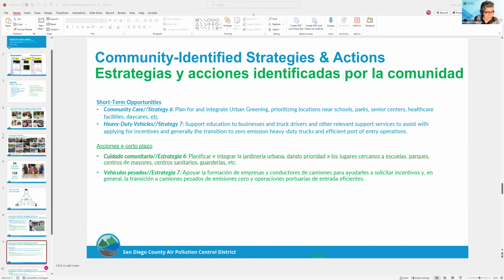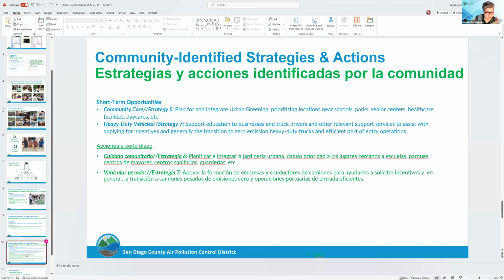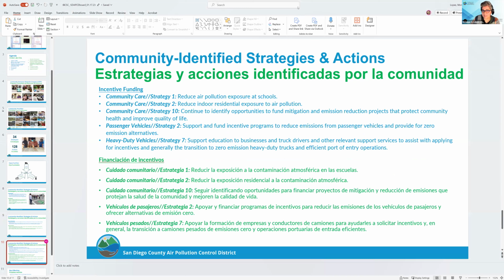Well, all right, for the sake of time, I'm going to go to the last slide here. So I want to make sure that SANDAG has enough time to present. Again, we'll talk about these in more detail next time we meet, but here there's a bunch of different opportunities in terms of incentive funding, reducing air pollution exposure at schools in a wide variety of ways. Again, using urban greening as one of those opportunities.